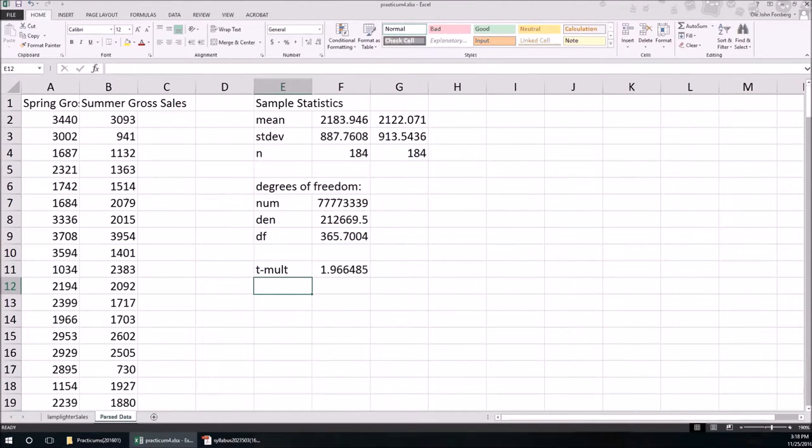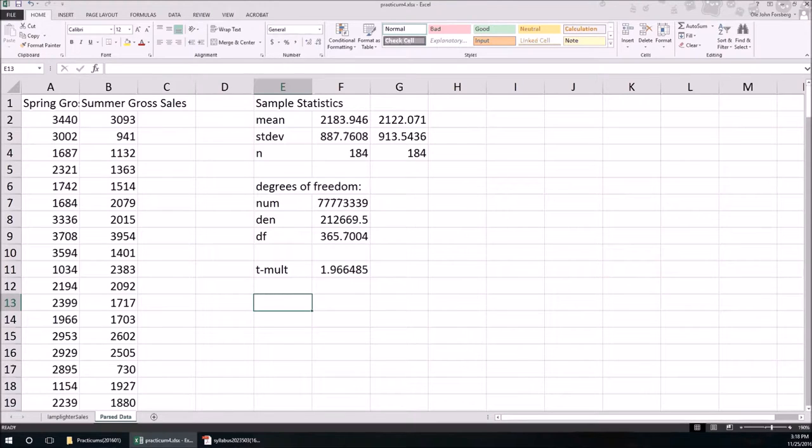So that multiplier is 1.966458. Notice that it's close to 1.96, which is the z value for 95% confidence intervals. And the reason it's so close is because the sample size is so large, or arguably because the degrees of freedom is so large.